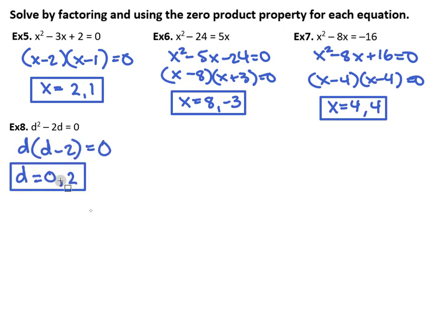All right, there is our answer. Hopefully you came up with that. 0 and 2. Taking out d as a common factor. When you divide that out, it leaves you with d minus 2. And setting each equal to 0, we get 0 and 2.